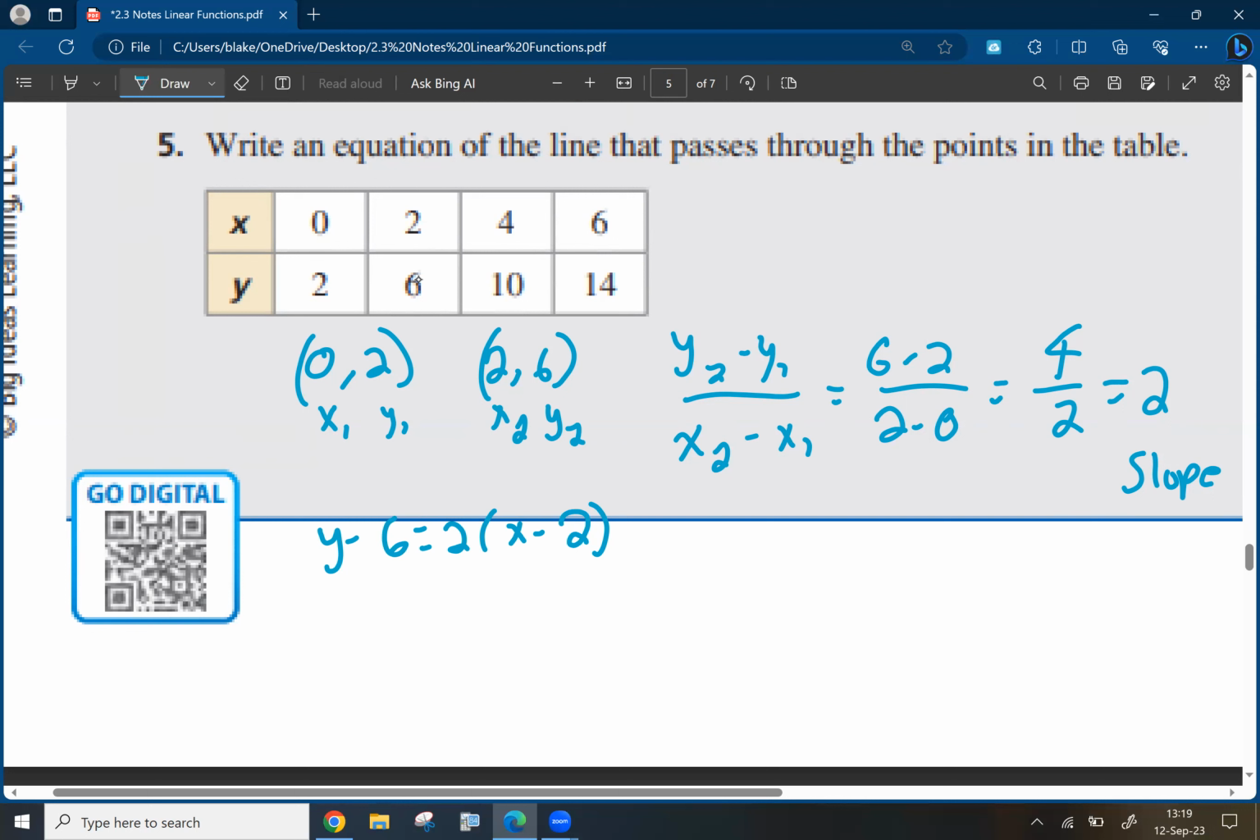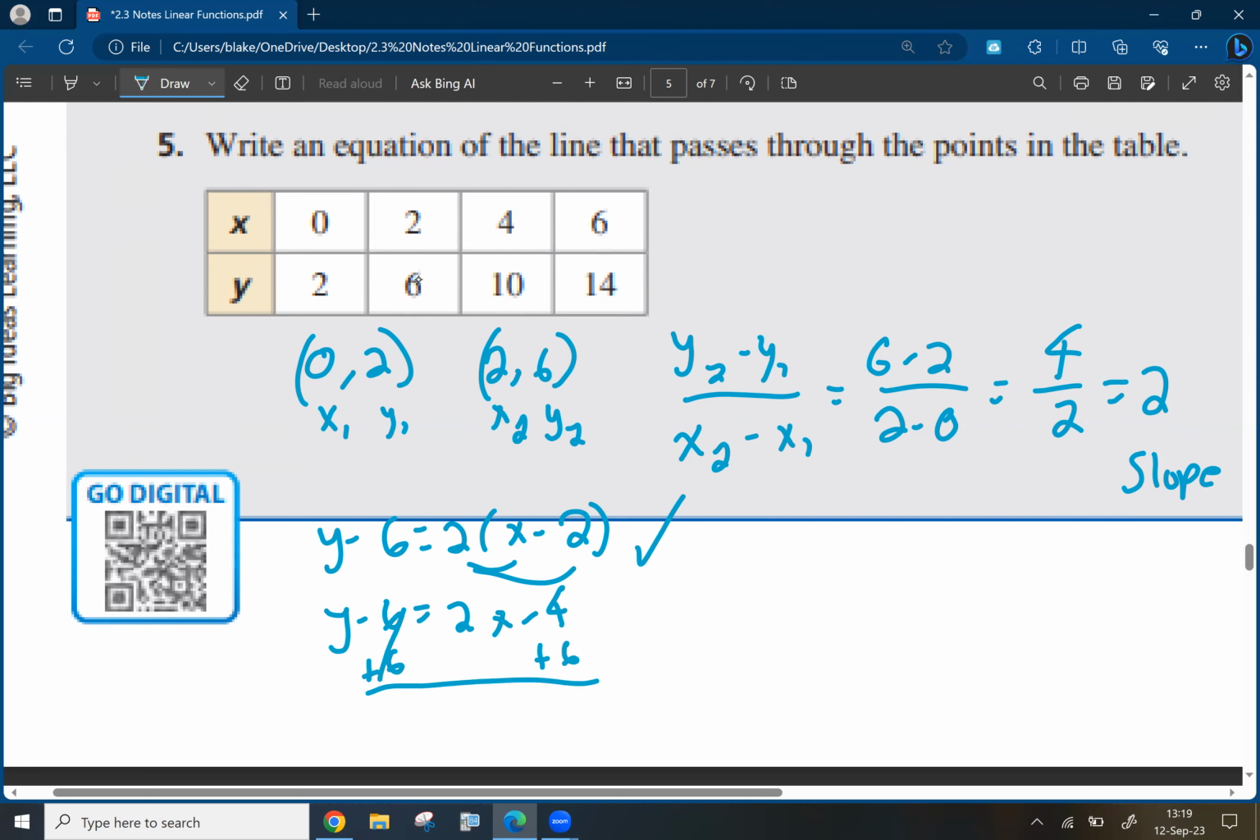Now, this is fine. This is a good equation. But if you want to make it slope-intercept form, you'll have to distribute the 2, which would make this 2x minus 4. And then add the 6 to that side.